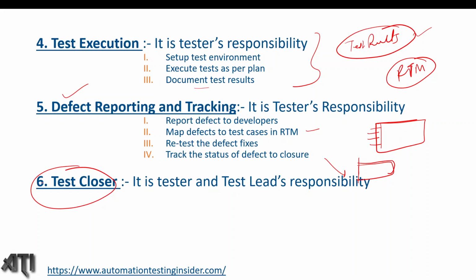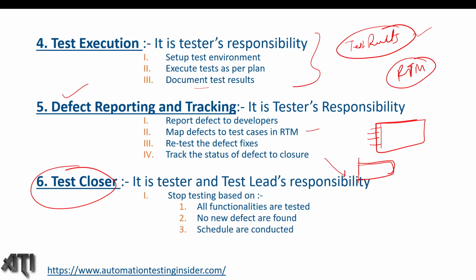The sixth point is test closure. What are the different phases in test closure? We will stop the testing when all functionalities are tested, no new defects are found, the schedule is conducted properly, and there is no risk in the project. So these are the different outcomes or activities based on which we conclude our testing and test closure report. So after this one, we have the test closure report.